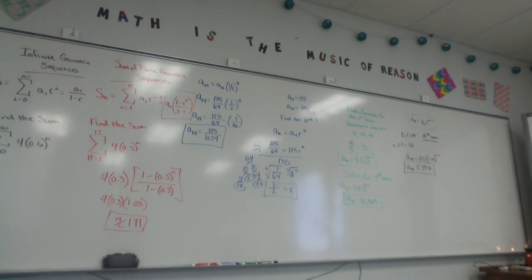Where is my A1? What is my A1? 4, because I want to use this equation here to cheat off of. So 4, what's my rate? 0.6. So 4 over 1 minus 0.6. Okay. 1 minus 0.6 gives me 0.4. 4 divided by 0.4 gives me 10. There's my answer.